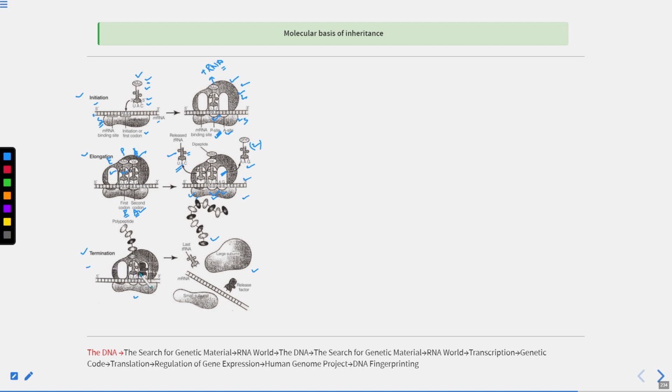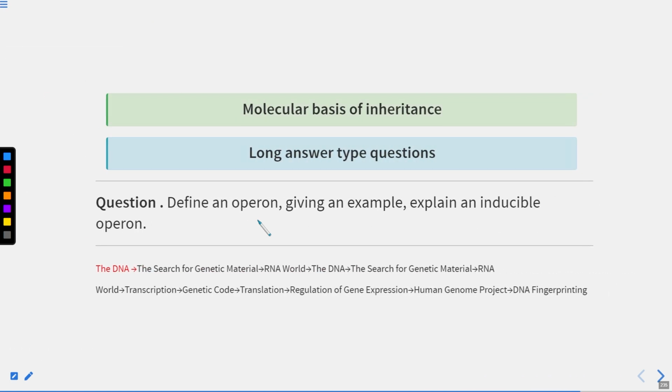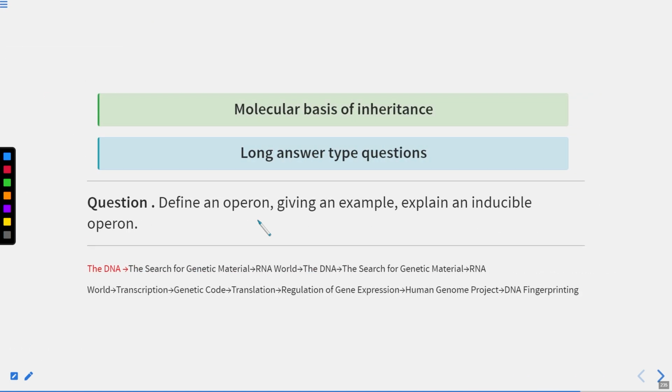And then what will happen during termination? When the ribosome encounters the stop codons, then termination of the translation will take place and release factor will come. Okay, so these are the release factors, and they will help in the dissociation of the polypeptide from the ribosome.